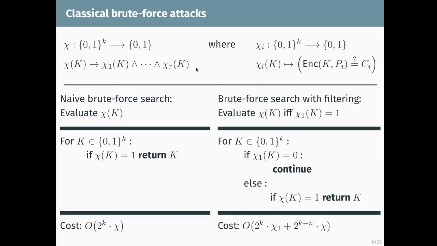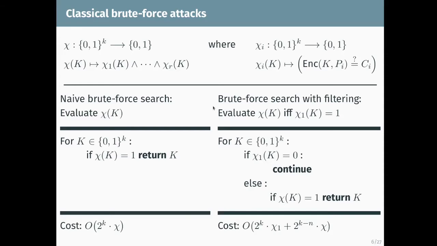Now let's imagine a basic brute force attack. We can imagine first a naive brute force attack, where we simply enumerate our keys and test them. Does chi evaluate to 1? If it does, we're happy, return the key. If not, try the next one. We obviously need an exponential number of queries, i.e. 2 to the k queries, and each query costs an evaluation of chi.